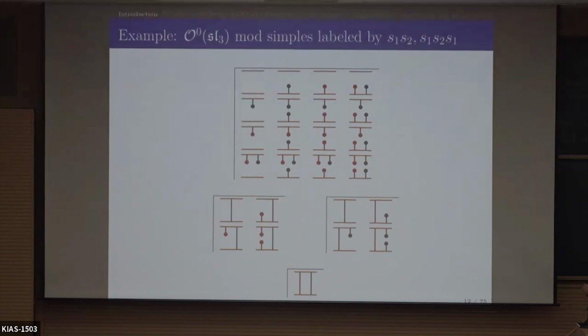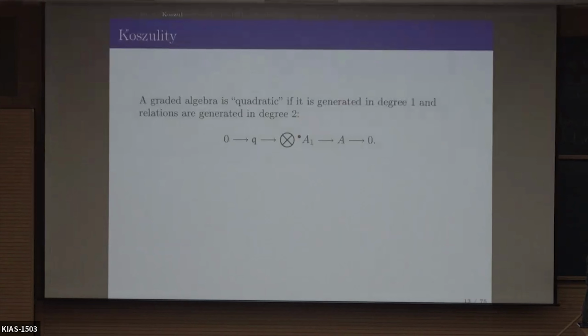So here's a bigger example. Earlier, I gave you a 5-dimensional example that tells you SL2 category O. Here, this 16 plus 4 plus 4 plus 1-dimensional algebra is Morita equivalent to category O for SL3 modulo simples labeled by these 2 Weyl group elements. So here, red is S2 and black is S1. Okay, so this is a bigger algebra, but it's still more or less handleable. The reason I give this example now is because I'll give an example involving this algebra later. Now let's talk about Koszul theory.